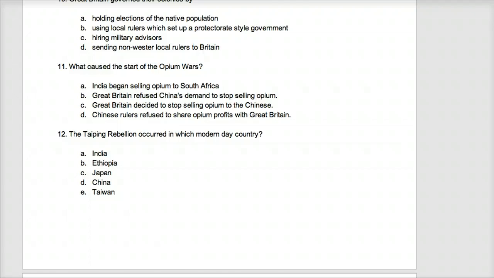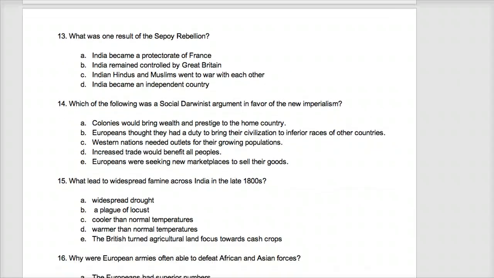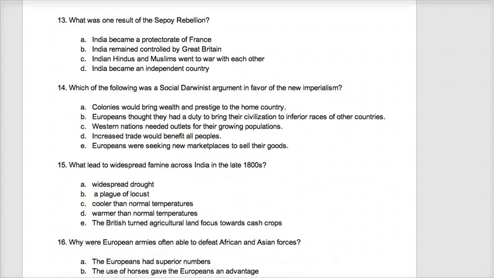12. The Taiping Rebellion occurred in which modern-day country? A. India, B. Ethiopia, C. Japan, D. China, or E. Taiwan. Remember, if I'm going too fast, pause, stop, and rewind.